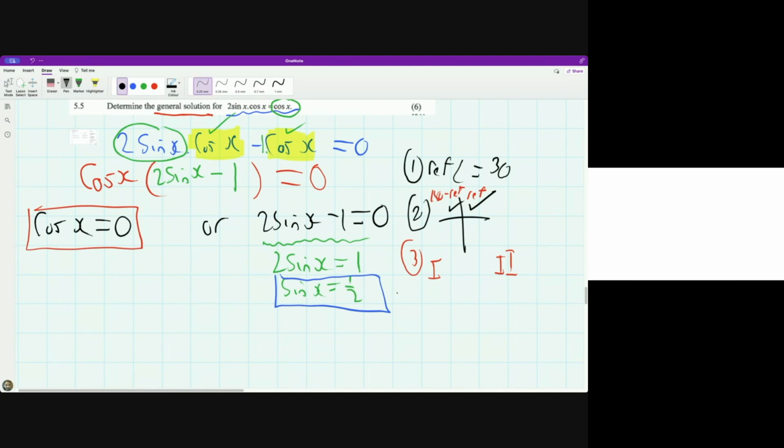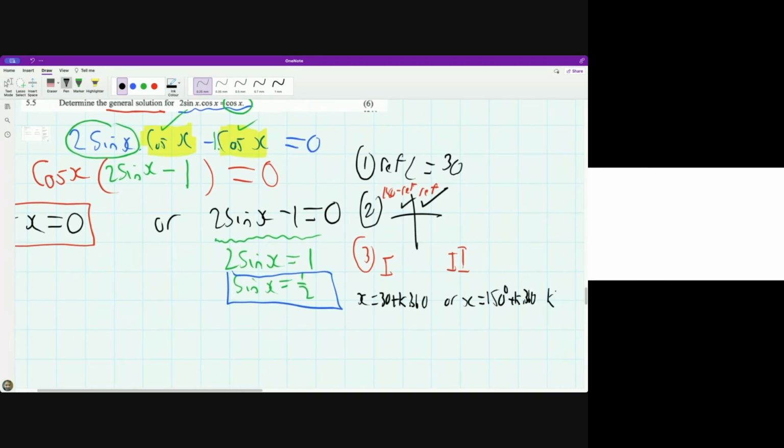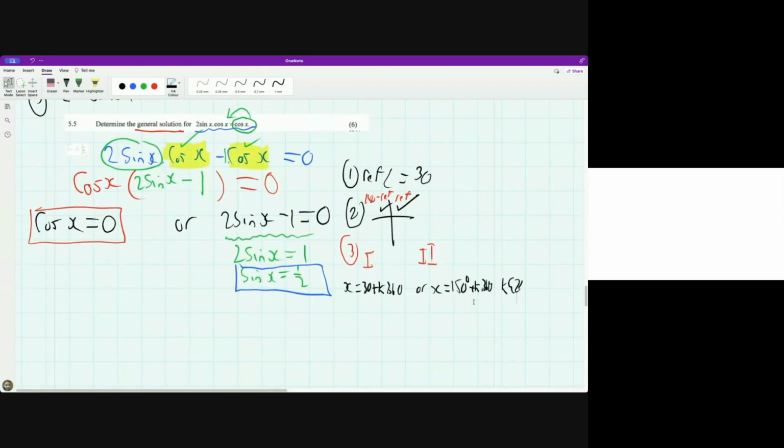Okay, so over here, we're going to get x is 30 plus k times 360, or we're going to get x is 180 minus 30, which is 150 plus k times 360. And then we have to have this k is an element of the integers. Give me a thumbs up if you followed how to do this one over here. Okay, now I'll just do this one over here.